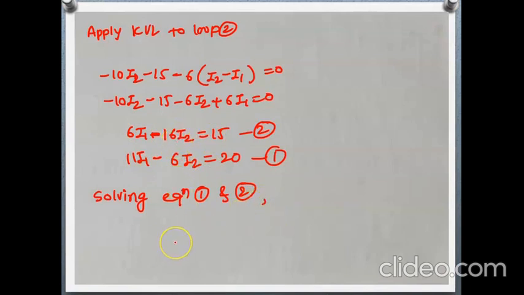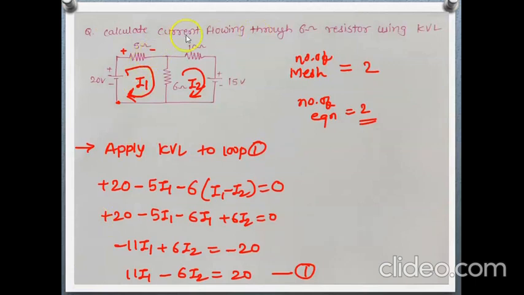We will get the values: I1 equals minus 0.32 here, and I2 equals 1.64 ampere. These are the values we got by solving these two equations. But we have been asked here to calculate the current flowing through the 6 ohm resistor.